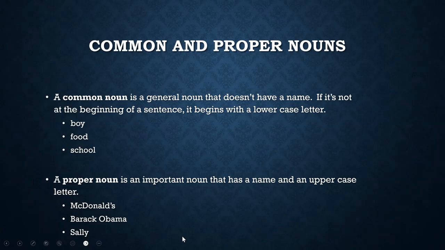Now, a proper noun is an important noun because it has a name and an uppercase letter. McDonald's, Barack Obama, Sally. These are the names of people, places, and things, and they always have a capital letter. Those are proper nouns. So common noun has a lowercase letter. Proper noun has an uppercase letter.